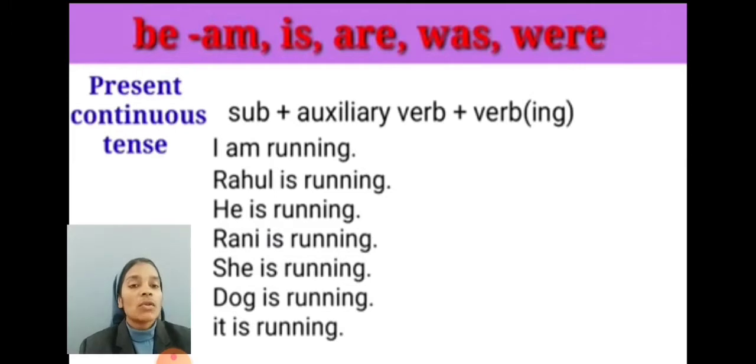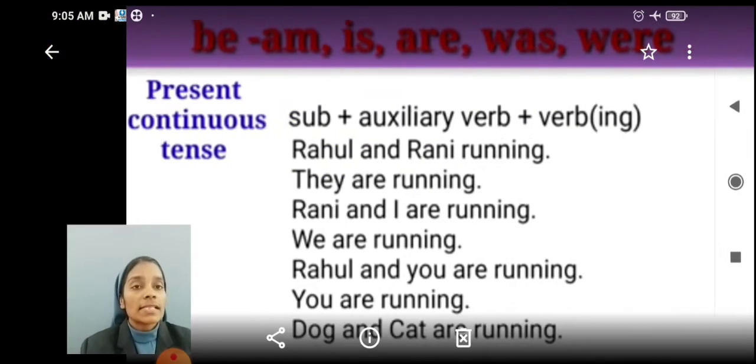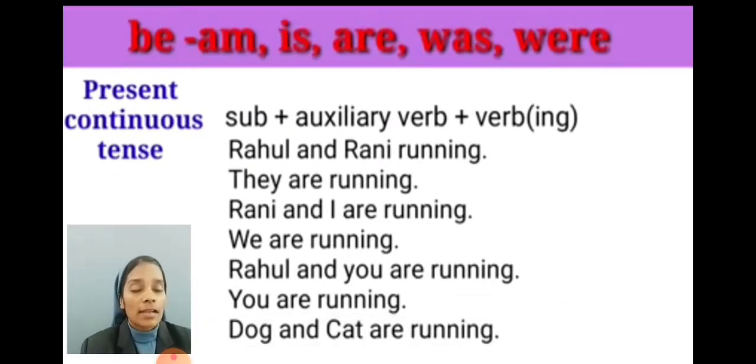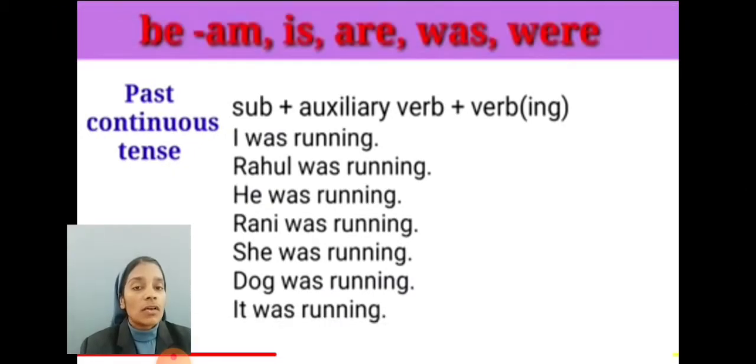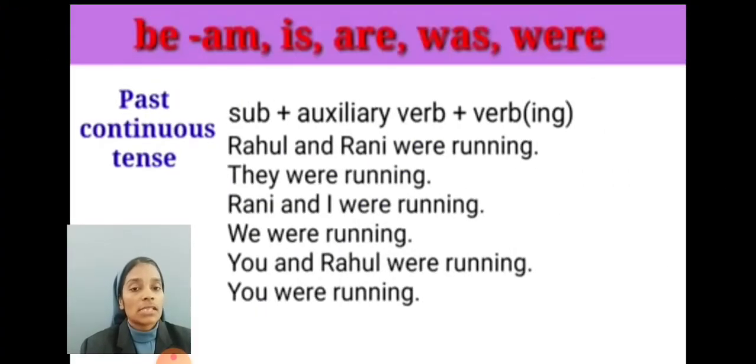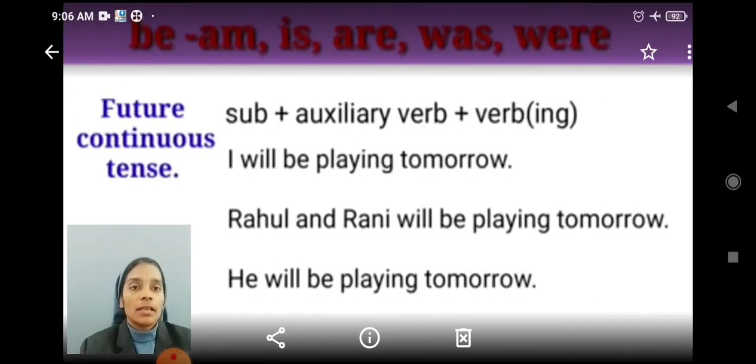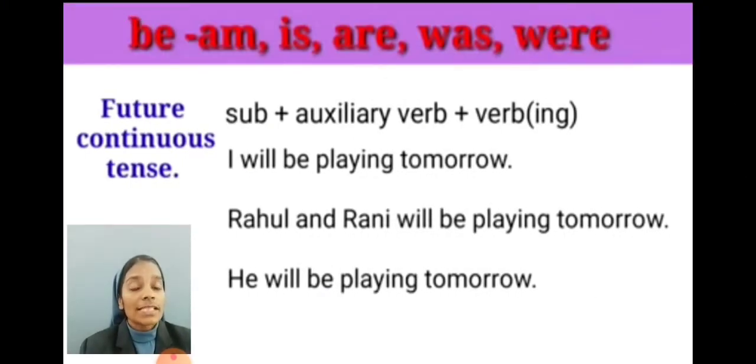So, with a singular subject, we use is, and with a plural subject, we use are. In the past tense, we use was and were. We use was with the singular subject and were with the plural subject. In future continuous tense, we use will be. Here, with both singular and plural subjects, we use will be.